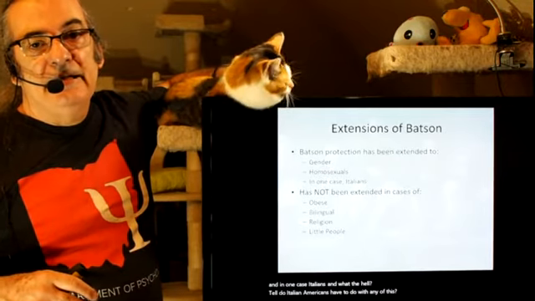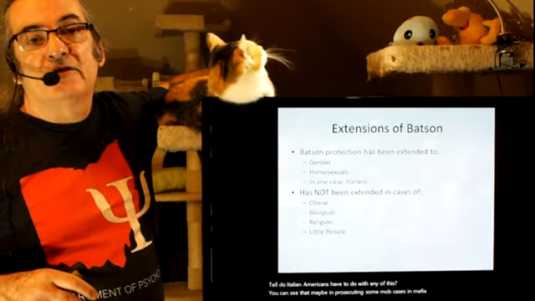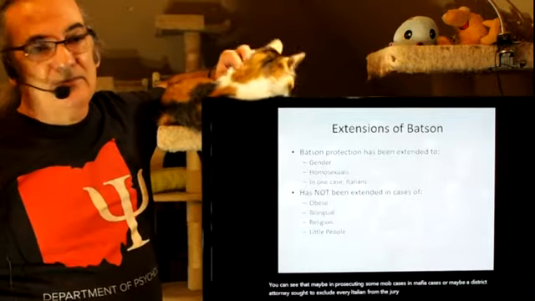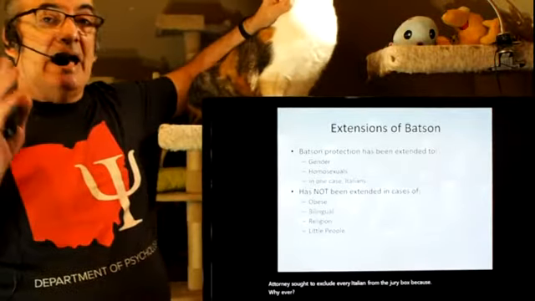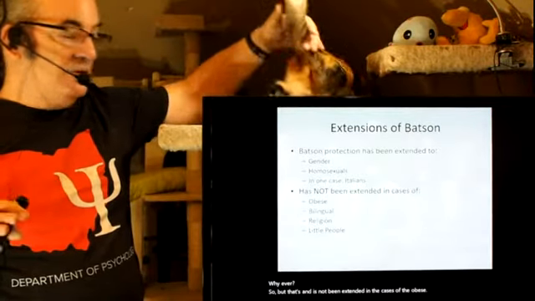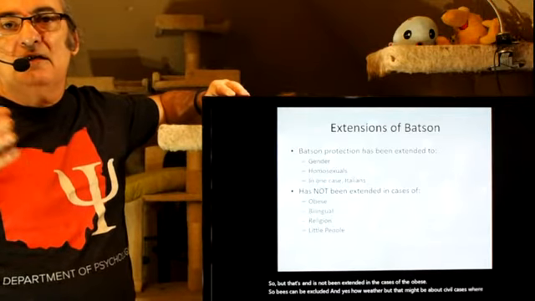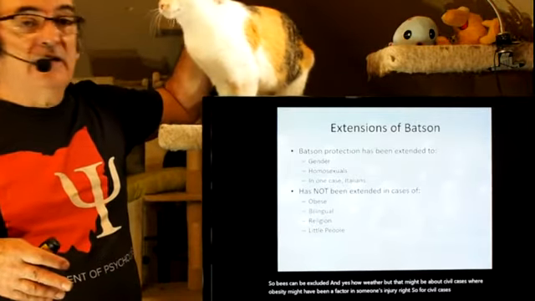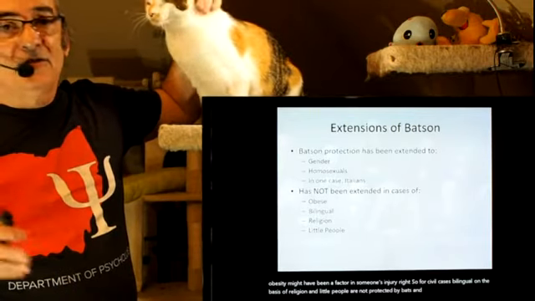Well, you can see that maybe in prosecuting some mob cases, some mafia cases, a district attorney sought to exclude every Italian from the jury box. I mean, who knows? But Batson has not been extended in the cases of the obese. So the obese can be excluded, and you say, well, that might be about civil cases where obesity might have been a factor in someone's injury. Bilingual, religion, and little people are also not protected by Batson. So go figure, and this will change over time.